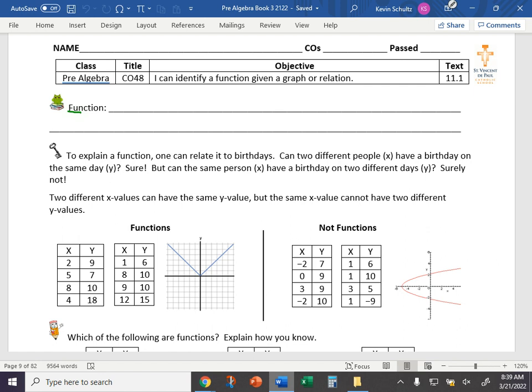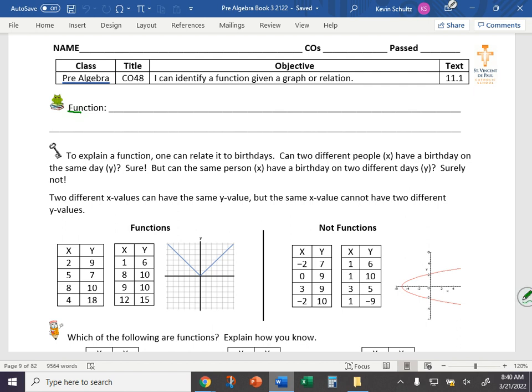We just remind ourselves what a relation is. A relation is a collection of ordered pairs, okay? That could be a table, that can be a segment, that can be a line, but it's basically just any collection of ordered pairs. But we're going to get a little more specific today and talk about functions, okay?